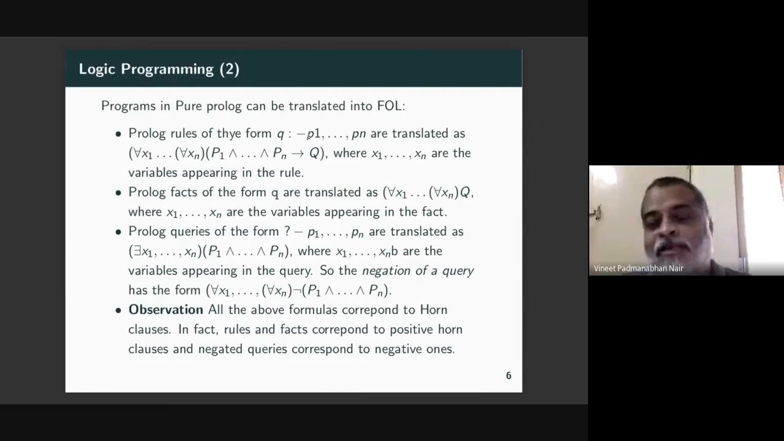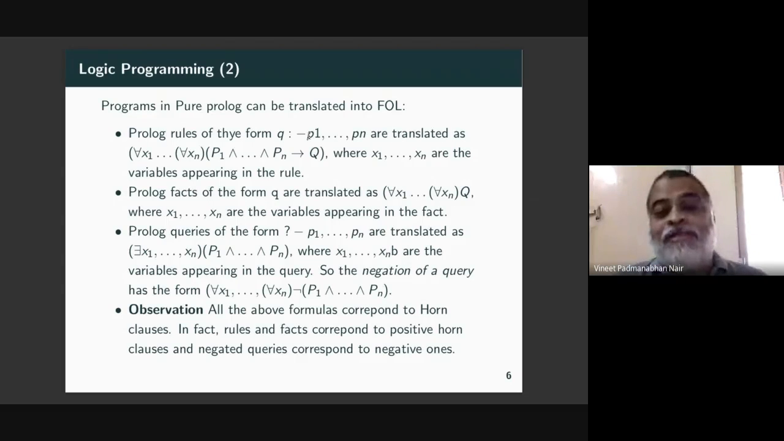So I have written the translated form also. Q if P1 to Pn is translated as for all x1 to xn, P1 and P2 and P3 and Pn, then Q. So it is coming the other way around. When you read the textbook also, that might be slightly confusing. That's why I am stressing it out here, where x1 to xn are the variables appearing in the rule. That obviously you know. And you can also find that in this format, all the universal quantifiers are coming in the front, which is obviously called the prenex normal form.